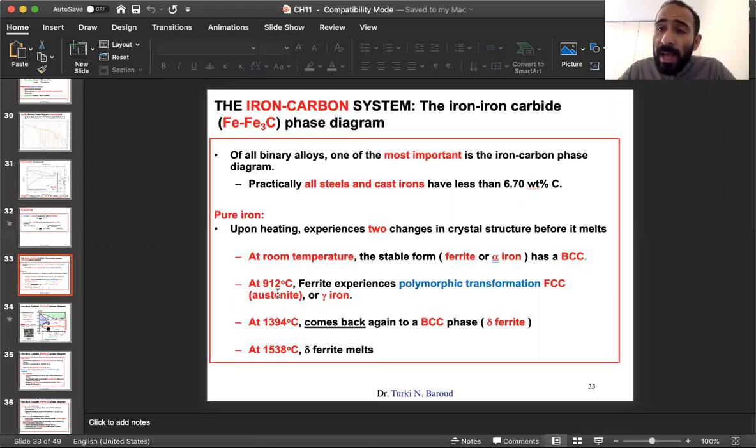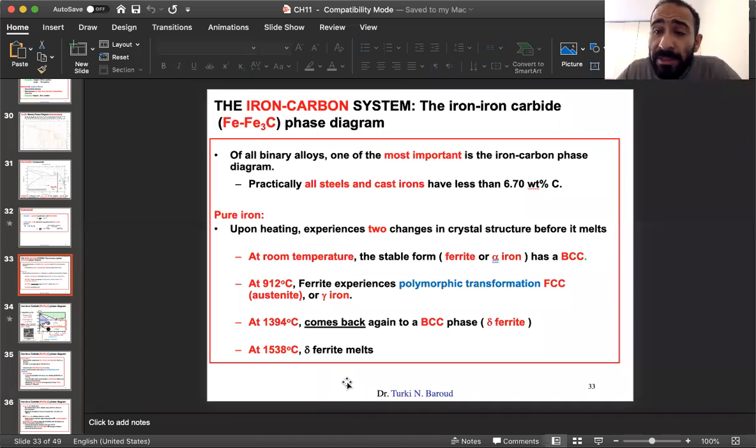If you keep heating pure iron, it will transform to another phase, which is called delta ferrite, and which also has a BCC structure. And then above 1500, the iron will melt. So this is very interesting. If you take iron and heat it up, it will transform from one crystal structure to another, going from BCC to FCC, and then back to BCC, and then it melts.